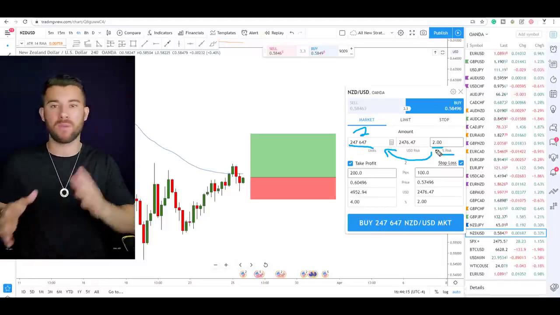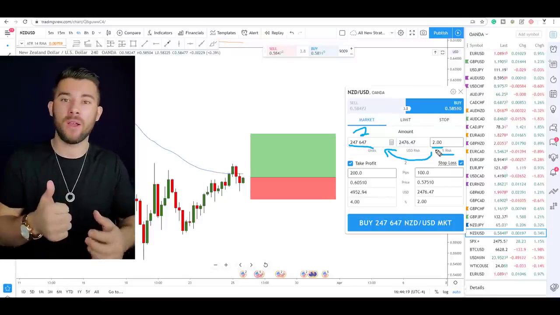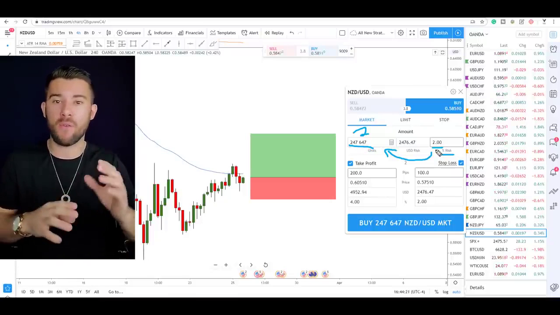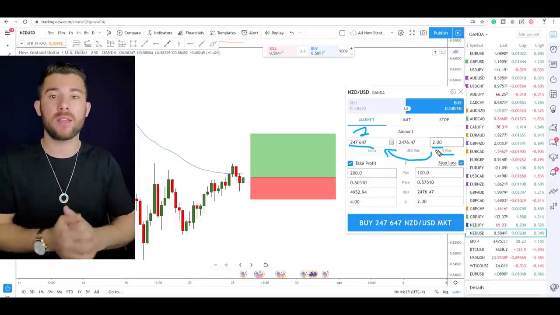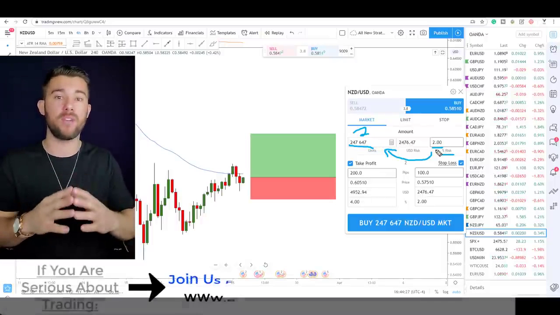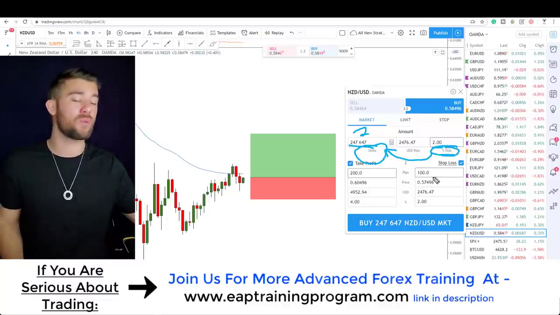So I wanted to give you both of those so that you now at least understand how to calculate the value of a pip based on your order size. And also, you now know that you can go over to TradingView and see the amount of units you need to purchase based on the percentage risk of your account.